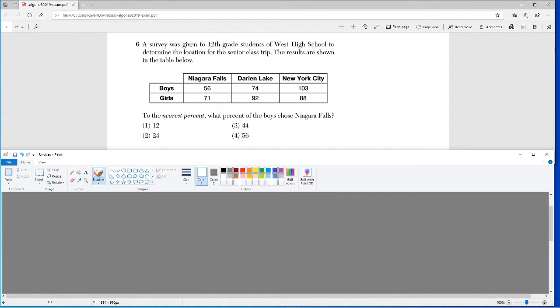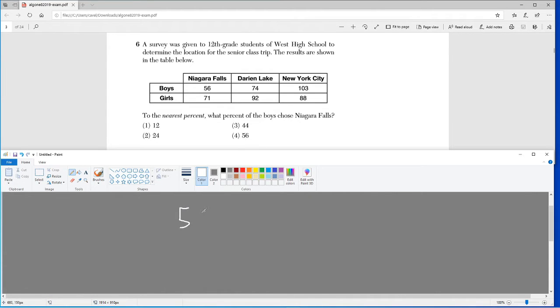Okay, a survey was given to 12th grade students of West High School to determine the location for the senior class trip. The results are shown in the table below. And it says to the nearest percent, what percent of the boys chose Niagara Falls? So that means we're strictly talking about the boys. We're comparing the amount of boys that went to Niagara Falls to the total.